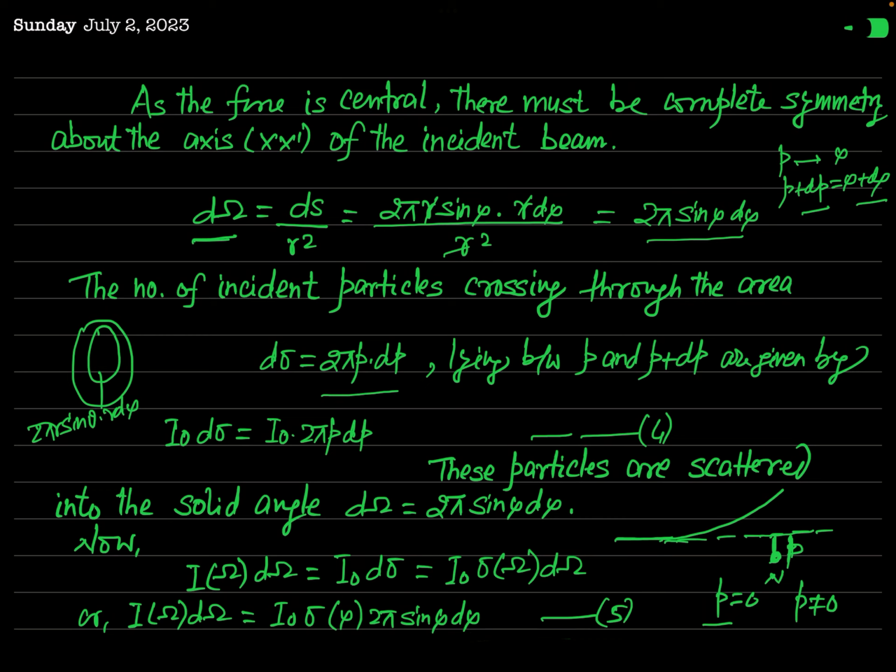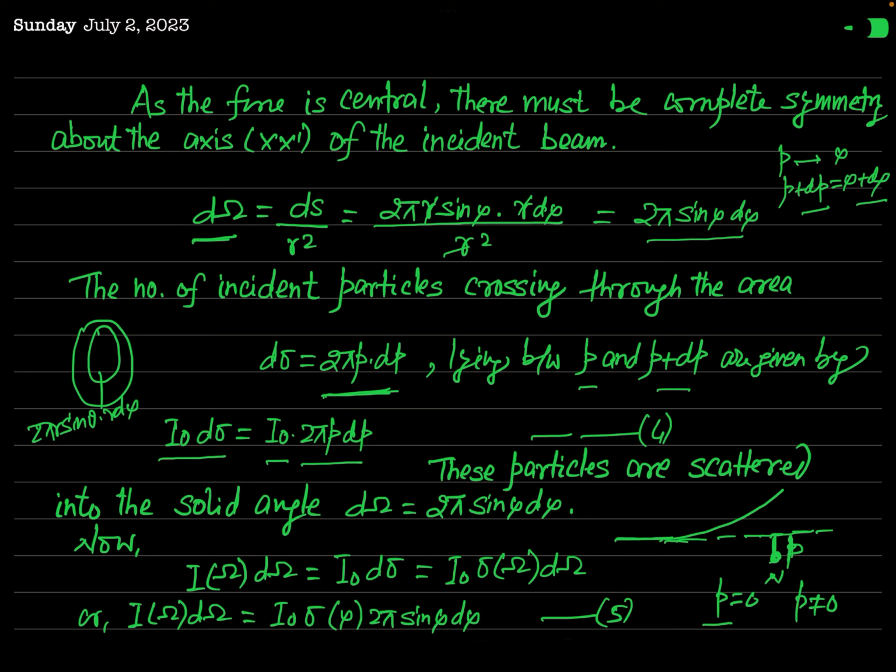which is equal to 2 pi p dp, and this area is actually the area lying between the rings of radius p and p plus dp. So what is the total number of particles incident on it? As you know, the incident flux density is I naught, which means the number of particles incident per second on unit area is I naught. So on d sigma area, the number of incident particles will be I naught d sigma, but d sigma is equal to 2 pi p dp. So this is I naught 2 pi p dp.